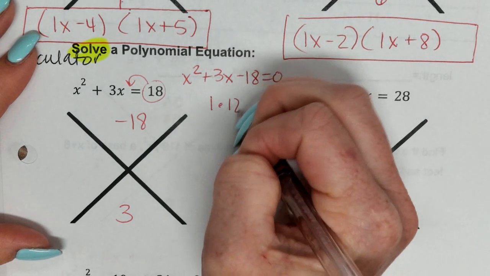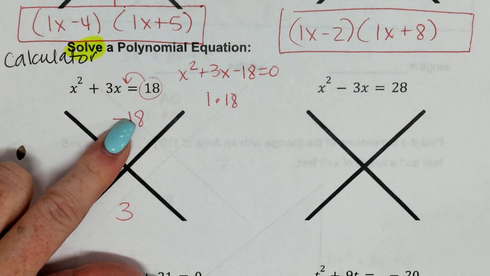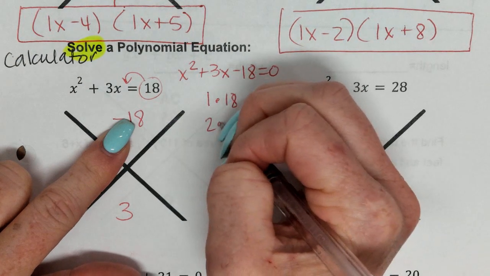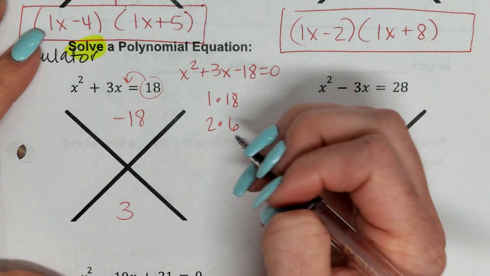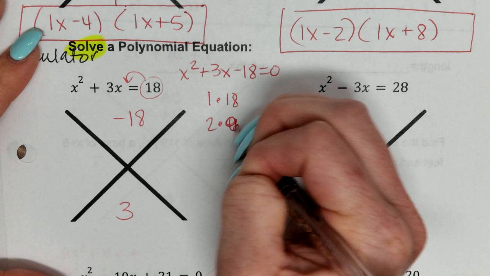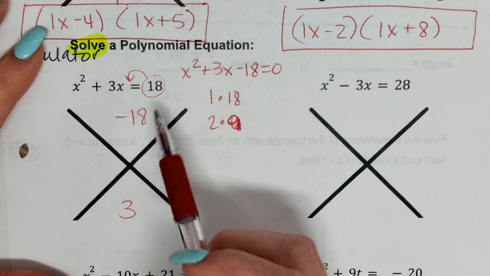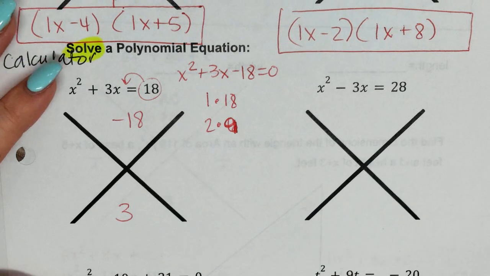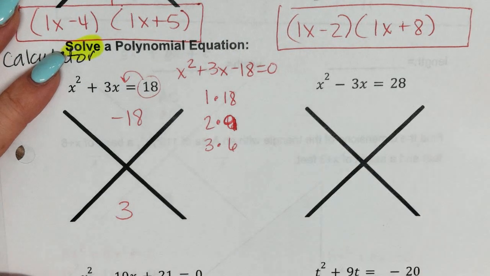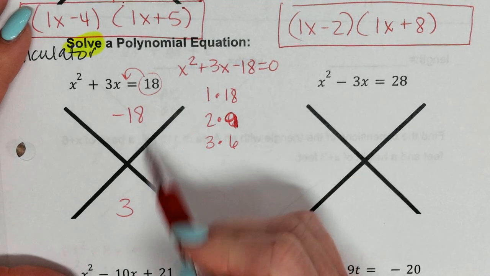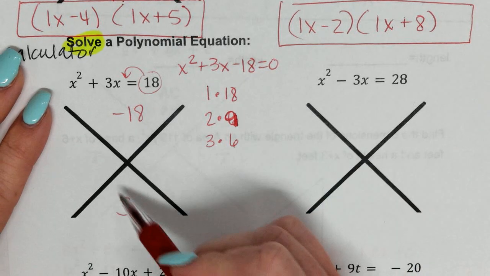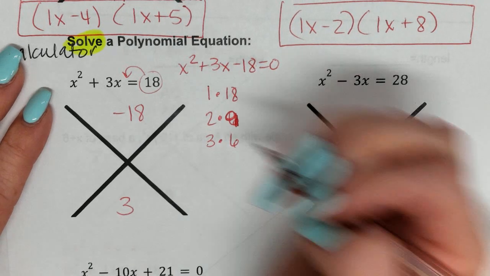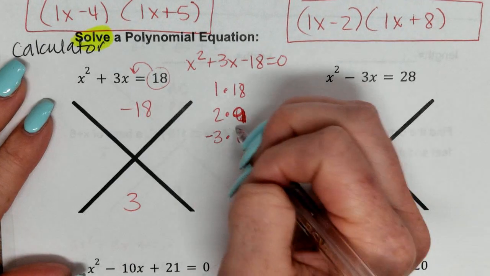All right, I have 1 times 18 is 18, but that's not going to add up to be 3. I have 2 times 6. Will that add up to be 3? Yes or no? No. 2 times 9, that's what I meant to write. I got ahead of myself. 2 times 9 is 18, but that will not add up to be 3. And then I have 3 times 6. Will 3 times 6 ever equal 3 if I put a negative sign with one of them? Yes. Now, which one is going to get the negative if this is positive? The smaller value. So this is it, and these are not.